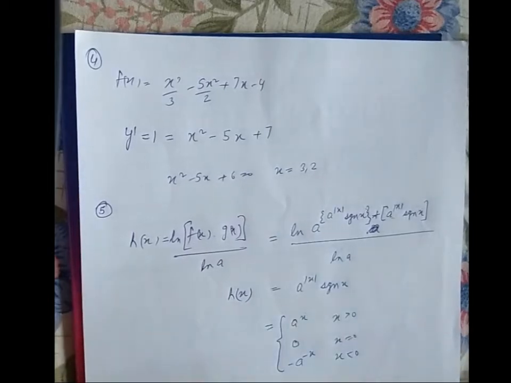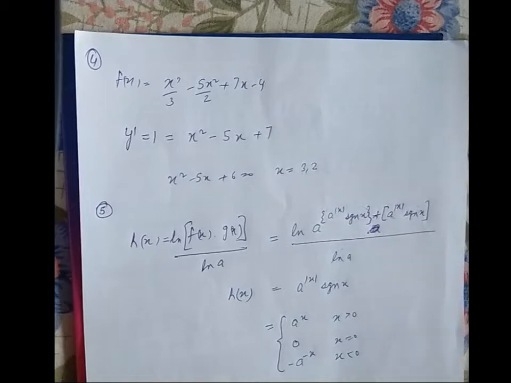Okay, now we need to check whether h is even and increasing if a greater than 1. So if a greater than 1, a to the power x is increasing, that's correct. h(x) is obviously an odd function. Fine.